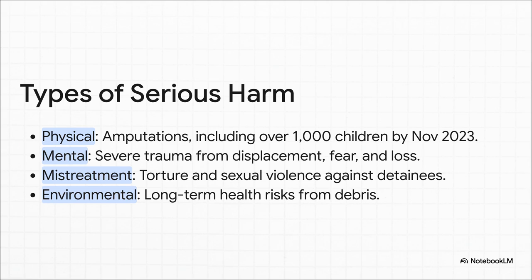It talks about the purely physical, like amputations. Over 1,000 children had amputations by just November of 2023. It also details the severe mental trauma of displacement and loss. And it includes reports of torture and sexual violence against detainees, and even things you might not think of, like the long-term health problems from breathing in dust from all the rubble.